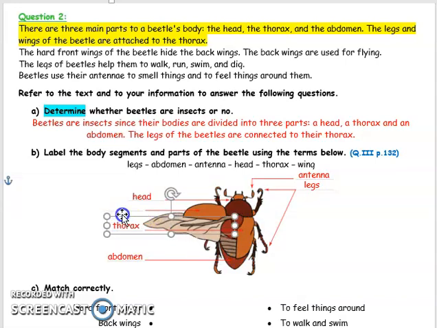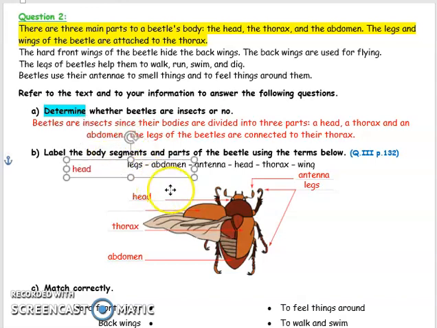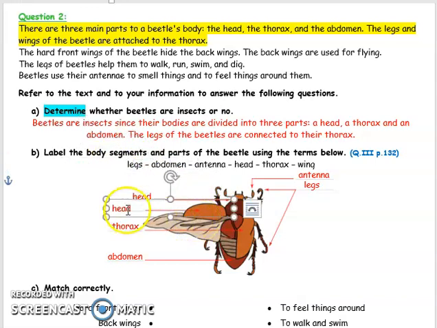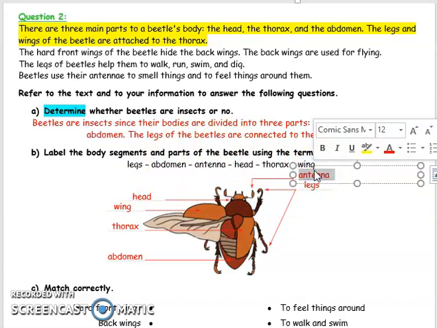Head, thorax, and abdomen are the three sections of the beetle's body. The last part is the wing. Here is the wing of the beetle, easy to recognize. So again, look, here is the antenna on the beetle's head.